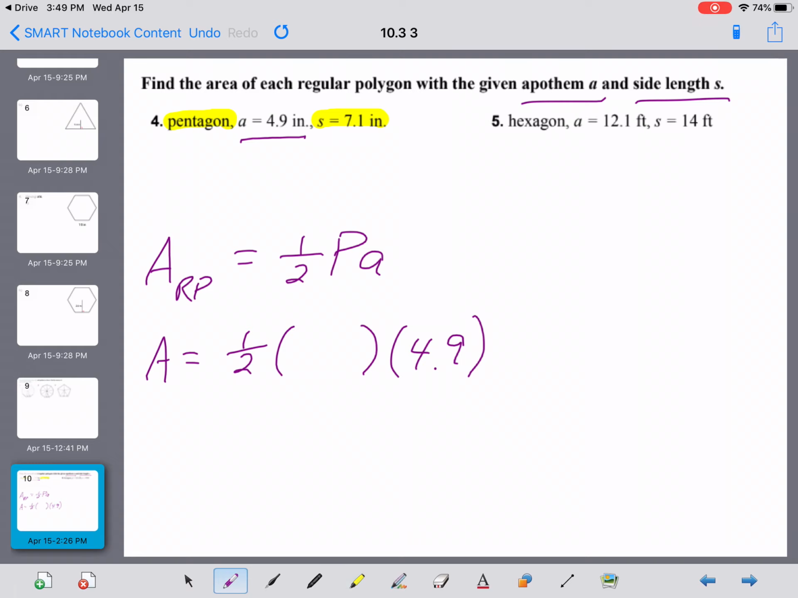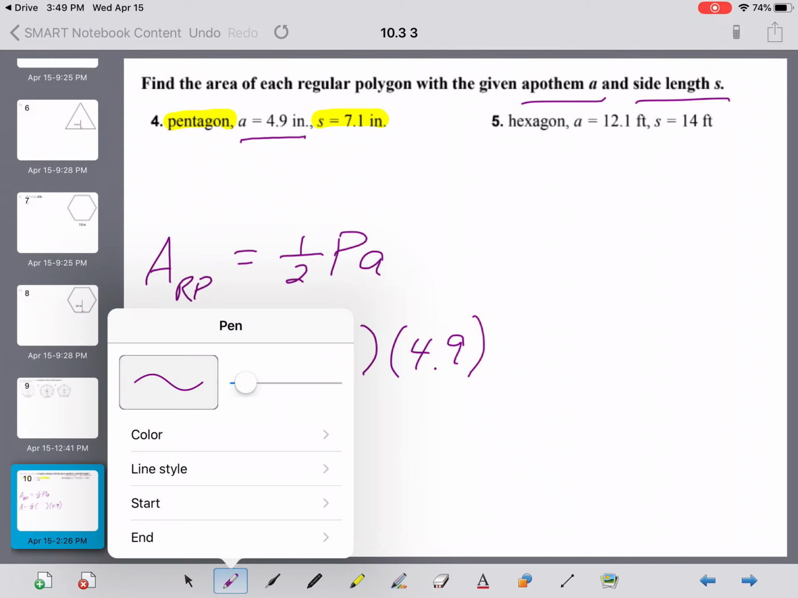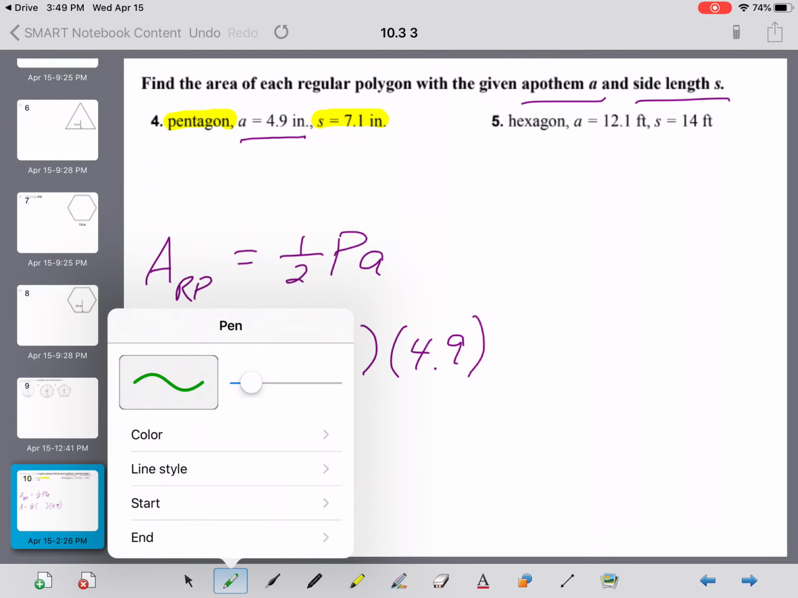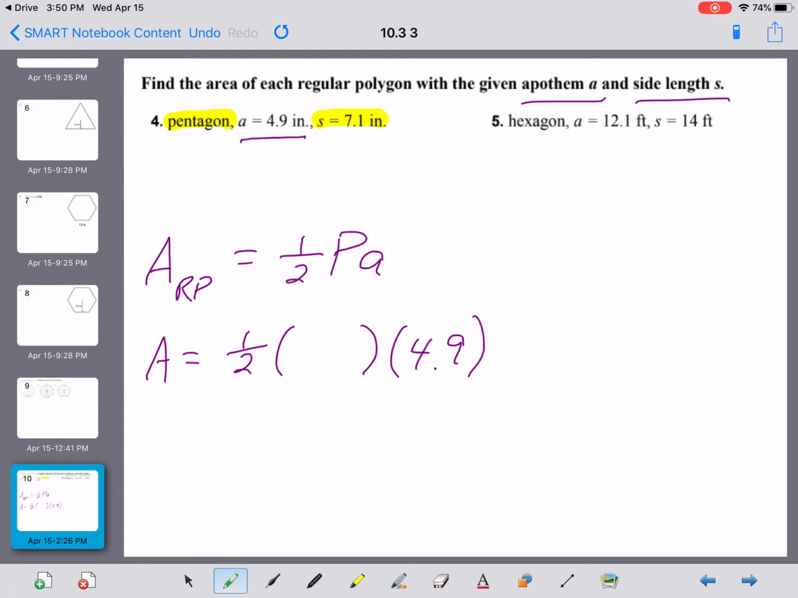with a pentagon. So let me just switch colors right here, so we can indicate that we're thinking about something different. We know that in a pentagon, our number of sides is going to equal 5. And if each one of those side lengths is 7.1, then we wrote this down in our notes for 10.3, that the perimeter of a figure is always equal to the number of sides multiplied by the length of each side, so n times s.